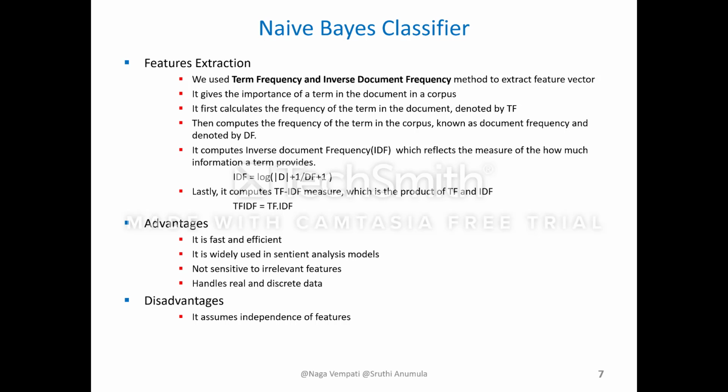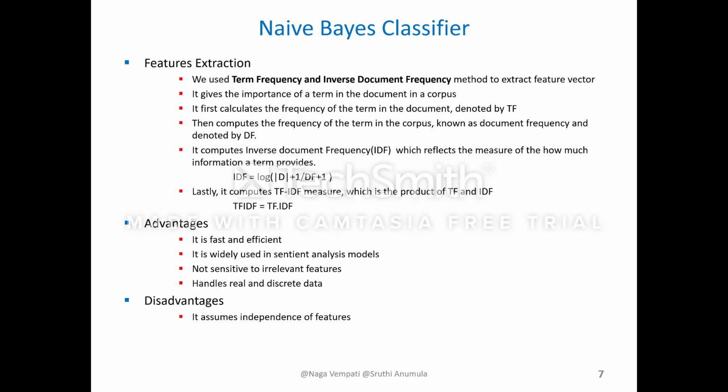Consider a term that is used in a document very frequently. It's a common term. So the document frequency would also be very high, but it really doesn't attach any information to it. To avoid this, we compute inverse document frequency, which reflects the measure of how much information a term provides. So a word like "an" provides very little information. So the IDF value of it would be really, really low. This avoids attaching importance to irrelevant features. We then lastly compute the TF-IDF measure, which is the product of term frequency and inverse document frequency.